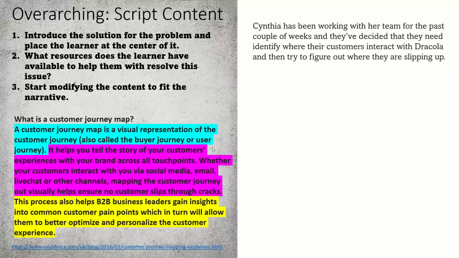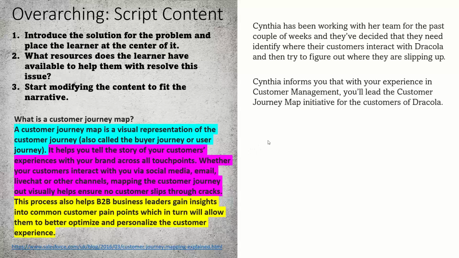and she's the one bringing this information, that this is the problem they're facing. Cynthia informs you that with your experience in customer management, you lead the customer journey map initiative for the customers of Dracola. So upfront we are telling the learners this is what you need to do. Going forward from here, the learner will be in charge of everything. Any peripheral or additional material that the learner needs, either Cynthia will provide, or some other colleague brings it in, or maybe your team member recommends it. You see how we are using different people to bring that content to the learner, but using the same story.